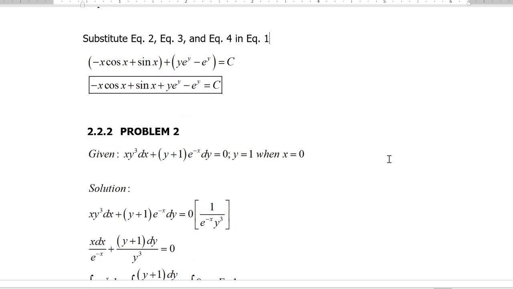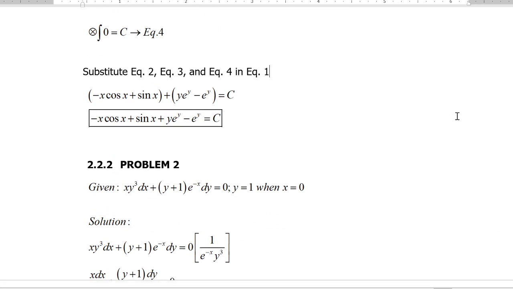Okay. So, now, from the first term, x y cubed dx, we can separate variables, y cubed. So, that is y cubed. Plus y plus 1. So, the second term, this whole second term. This y plus 1 is a function of y. E raised to negative x is a function of x. And dy, of course, is a function of y. So, we can separate, e raised to negative x. So, what we multiply is 1 over e raised to negative x y cubed.